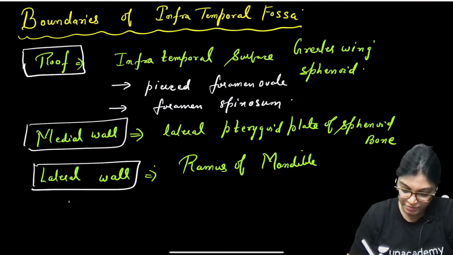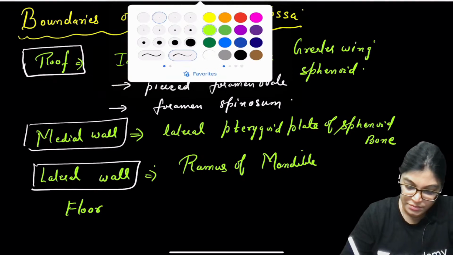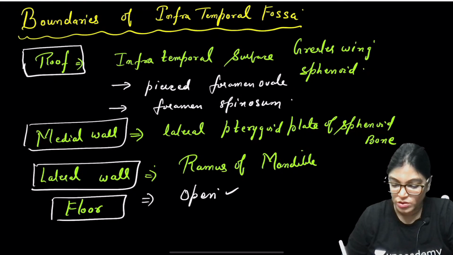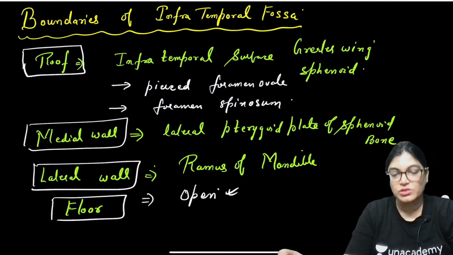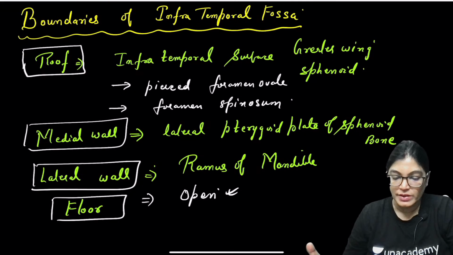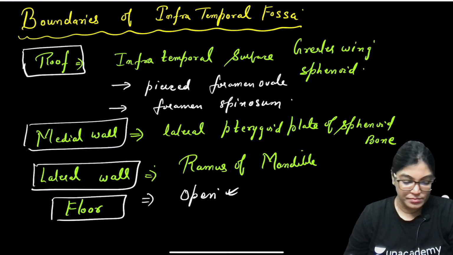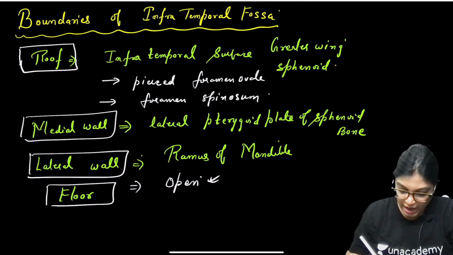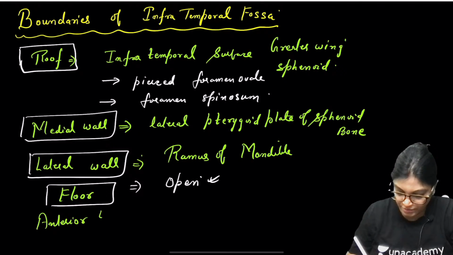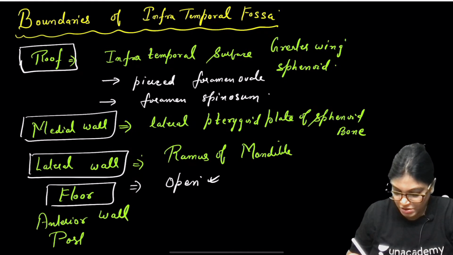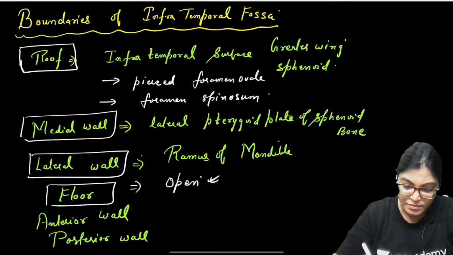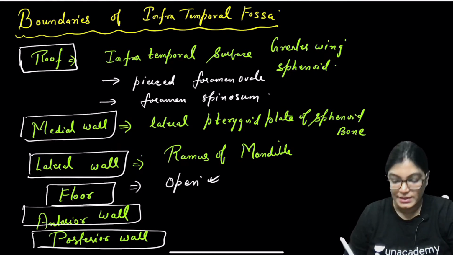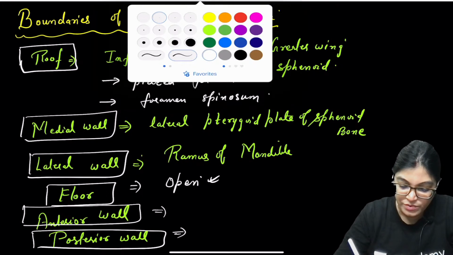Floor. Floor is open, please note down, floor is open. Then anterior wall and posterior wall, I have to mention it. This is the anterior wall and this is the posterior wall. Got it? Anterior wall and posterior wall.